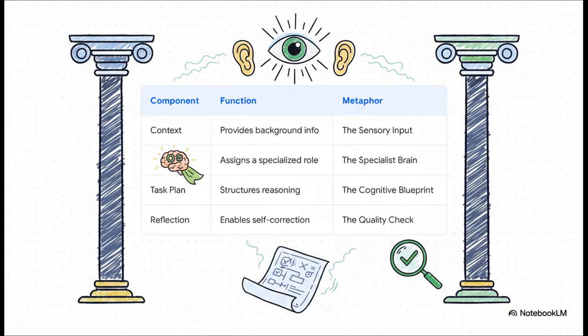And here it is, the whole anatomy laid out. You've got context, that's the agent's sensory input. You've got the persona, its specialized brain. The task plan, which is its cognitive blueprint. And finally, reflection, its own internal quality check. These 4 pillars are what take a simple prompt and elevate it into a true agentic design.